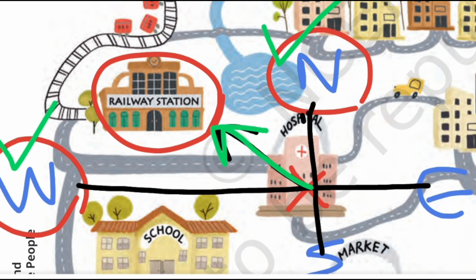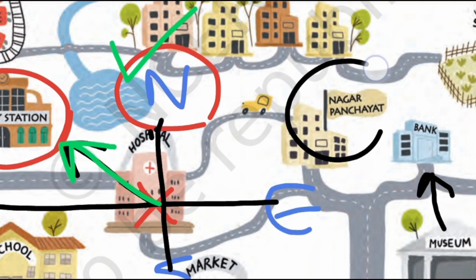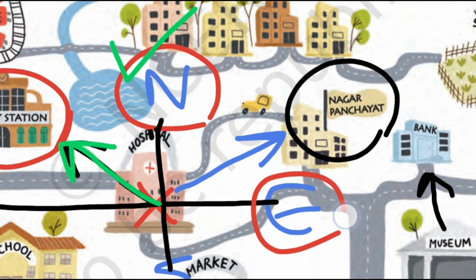Now we can say one thing more. You can see Nagar Panchayat here. We want to find out, with respect to the hospital, in which direction Nagar Panchayat is. First we draw an arrow, starting from the reference point, that is the hospital, towards the Nagar Panchayat. So we draw the arrow, and after that we compare the direction. So this is east and this is north. That arrow is between the north and east, isn't it?